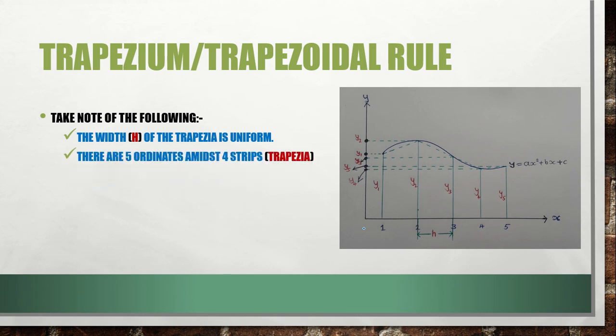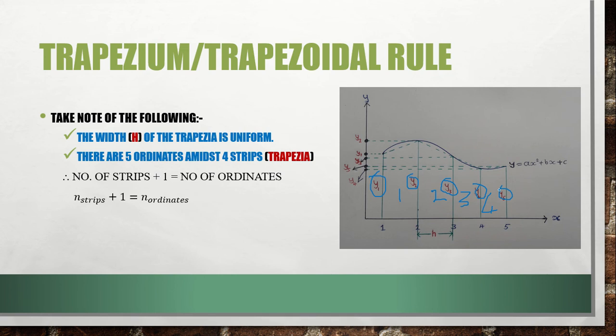Number 2, there are 5 ordinates amidst 4 strips. I believe you can notice that. Each strip, we have 1, we have 2, we have 3, we have 4. 4 strips and 5 ordinates. I believe you can see the ordinates that I'm circling with a blue pen. So strips are 4, but ordinates are 5. So that's a formula that you should never forget. The number of strips plus 1 is equal to the number of ordinates in the trapezoidal rule. So that's what you need to always keep at heart.